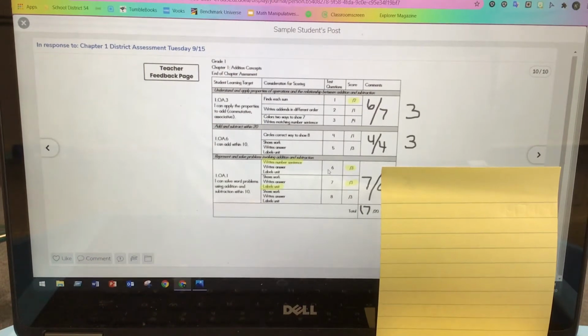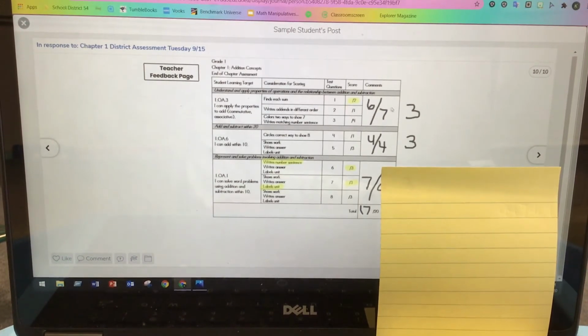So for example, I'm looking at question 6 on the test, and the student was supposed to write a number sentence, write the answer, and label the unit. Now these two are not highlighted because the student in this case would have done these two things, but they did not write a number sentence. So in that case, they would have received a 2 out of 3 for this question. Down here, they were getting graded on showing their work, writing their answer, and labeling their unit. So each one of these is worth 1 point, and they would have been marked down 1 point for not labeling their unit. So anything that's highlighted is something that the student answered incorrectly or might have missed.